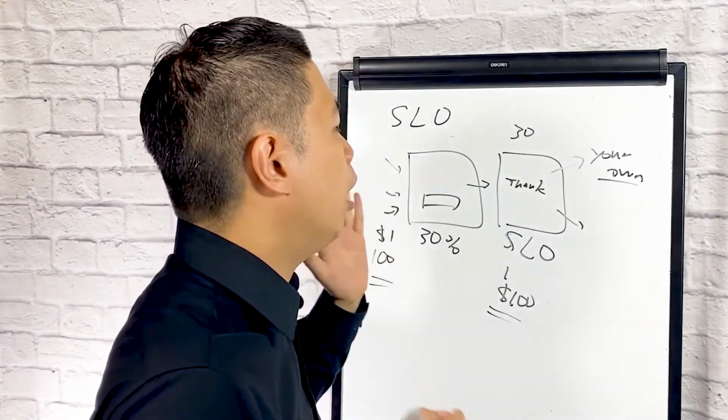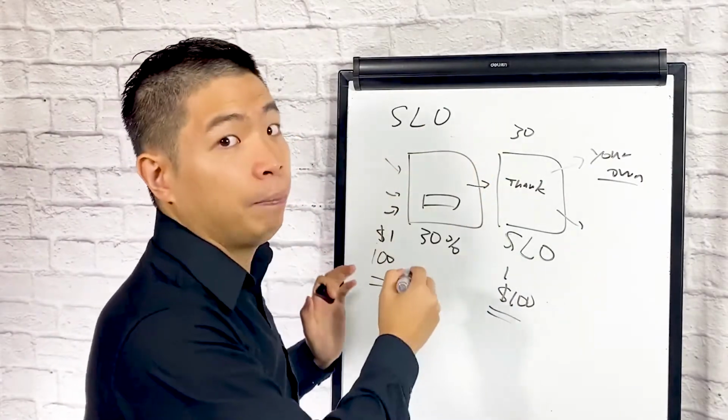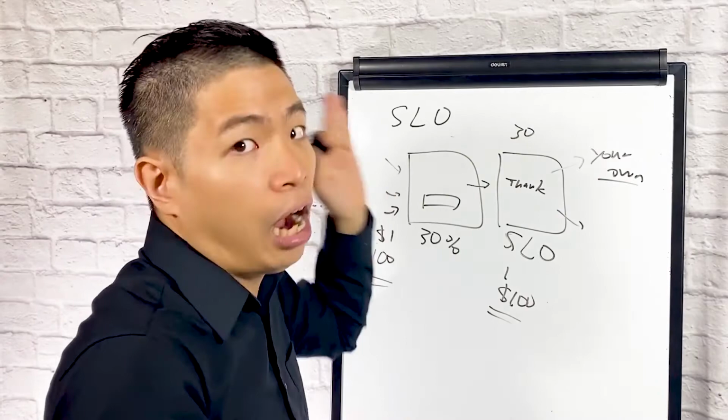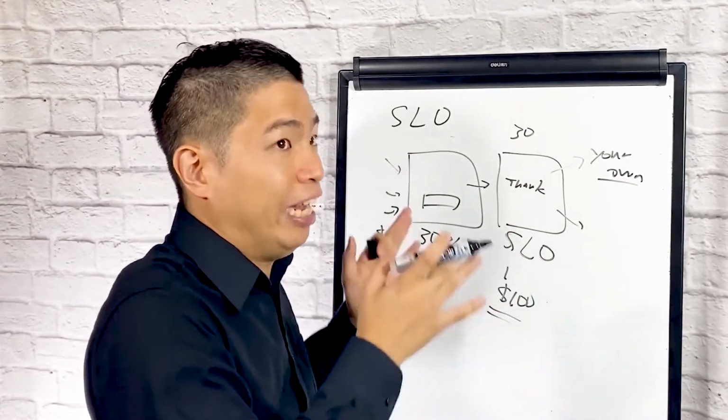And if your SLO is working really well, you can even remove your opt-in page, which means you can send traffic directly to the offer if it makes sense, right? So that's the power of self-liquidating offer.